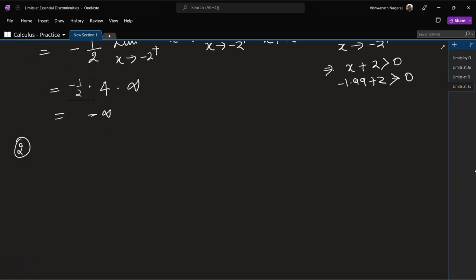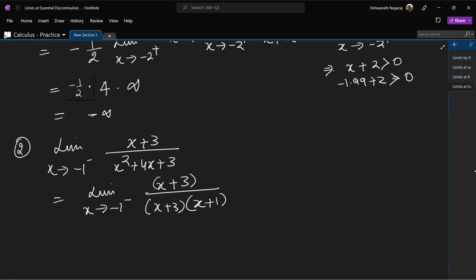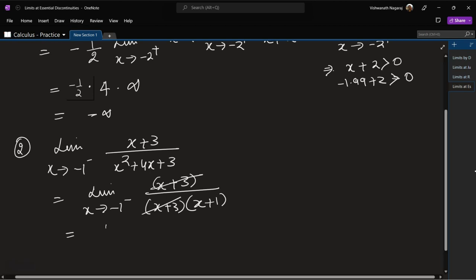Let's look at the second problem. Limit as x approaches minus 1 from the left hand side of x plus 3 by x square plus 4x plus 3. Let's see whether we can simplify this. Limit as x approaches minus 1 from the left hand side of x plus 3 by x plus 3 times x plus 1. 3 ones 3, 3 plus 1 4. x plus 3 cancels and we are left with limit as x approaches minus 1 from the left hand side of 1 by x plus 1.